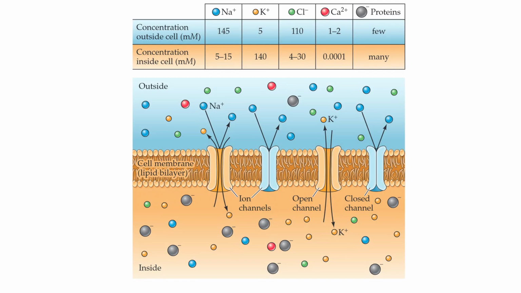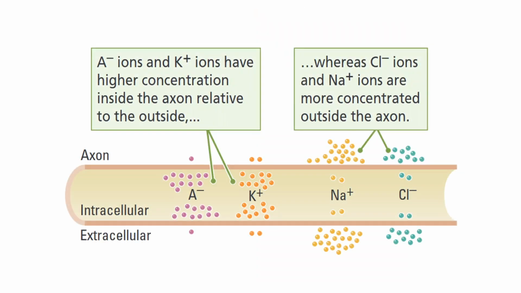Based on all those calculations, we found that there is more concentration of sodium outside the cell, more concentration of potassium inside the cell, more concentration of chloride outside the cell, and more concentration of protein inside the cell. Simplifying the diagram, we can see that protein and potassium are more inside the cell, and chloride and sodium are more outside the cell. Cool. So this is the homeostatic state of a cell.